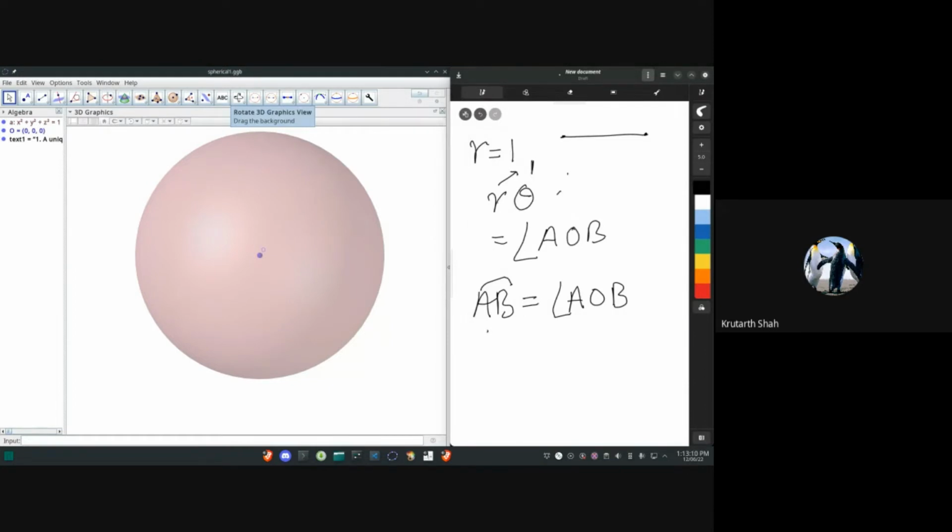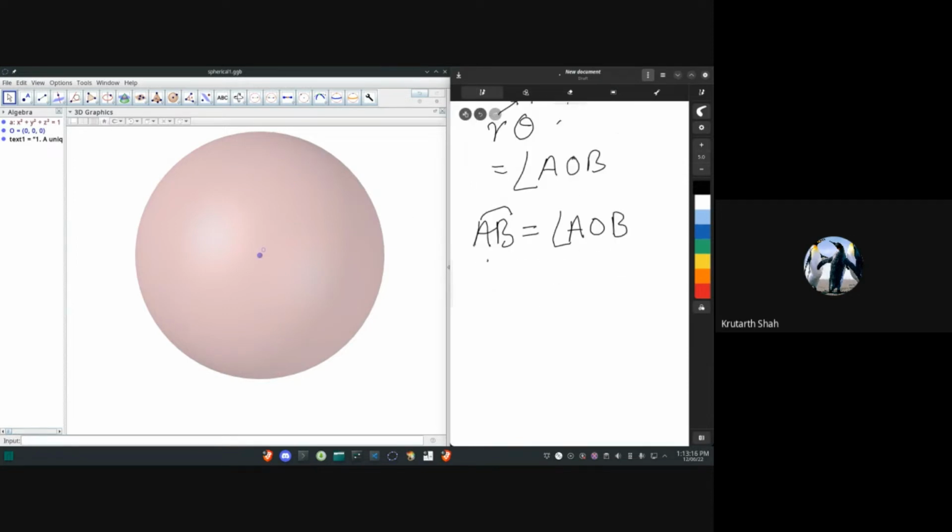Yeah, as I was saying, spherical geometry is also called a non-Euclidean geometry because it does not satisfy Euclid's axioms. So hence it is distinct from the Euclidean geometry.